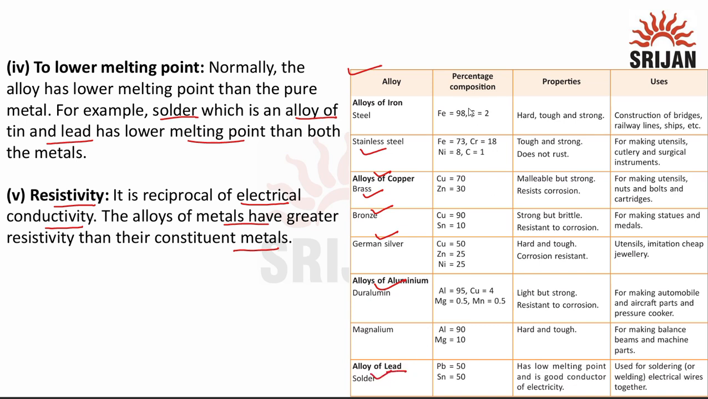Here the proportion or the percentage of different metals are written and the properties like steel is hard, tough and strong. Stainless steel is also tough, strong and has high tensile strength and does not rust. Similarly, all the alloys have different properties and their different uses.